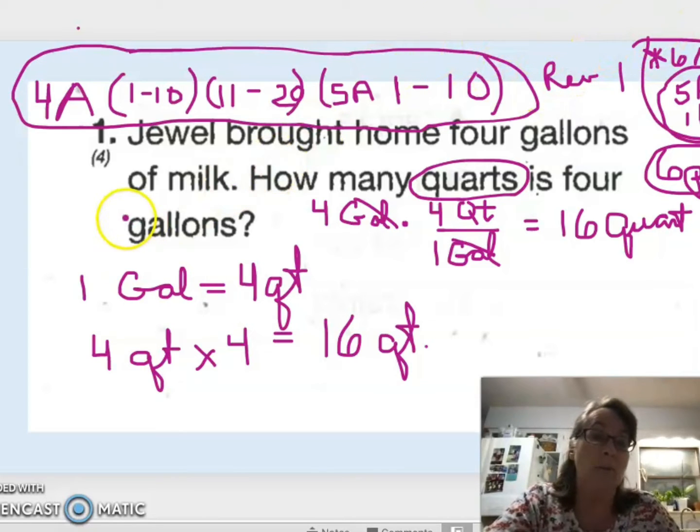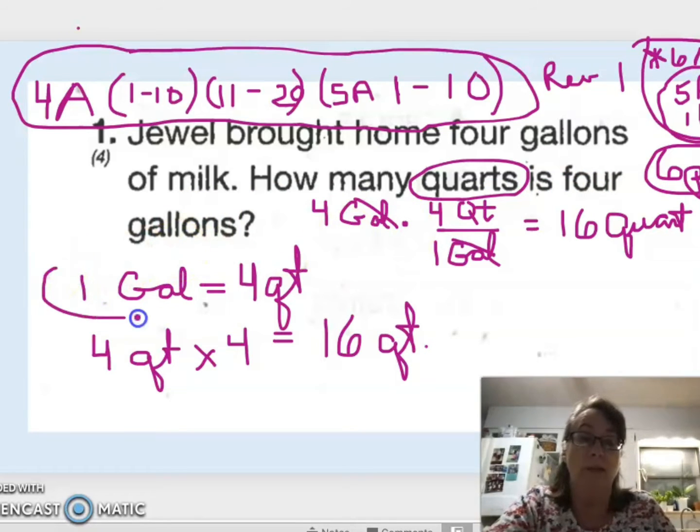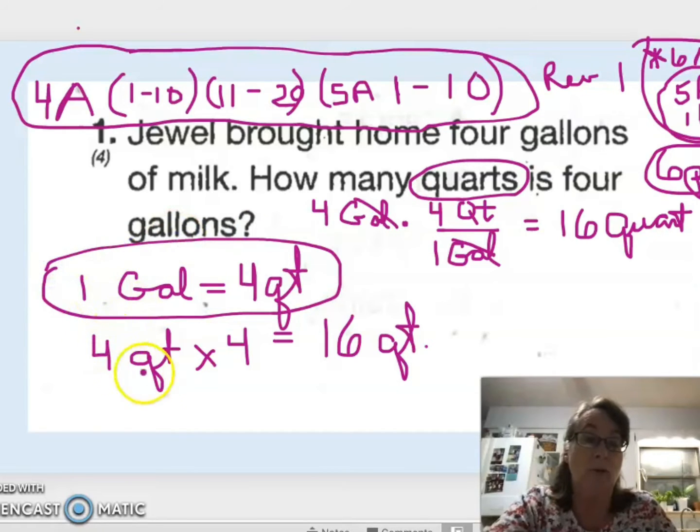Now let's look at number 1. Remember, some of you just did this in your head and you got half credit on your pretest. When you're doing a problem like this, you are to show some work. How many quarts is 4 gallons? Well, one way to do this is tell me how many quarts in 1 gallon. Okay, so you could have written this, and then you could have said 4 quarts is in 1 gallon times 4 is going to be 16 quarts. That would have been fine.